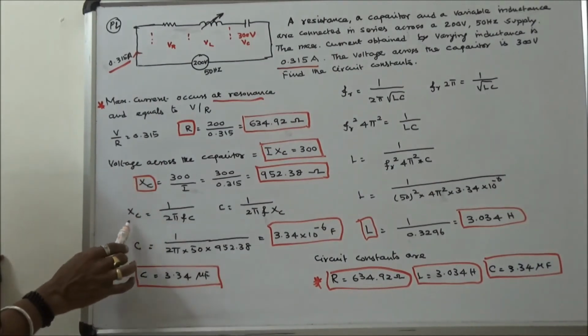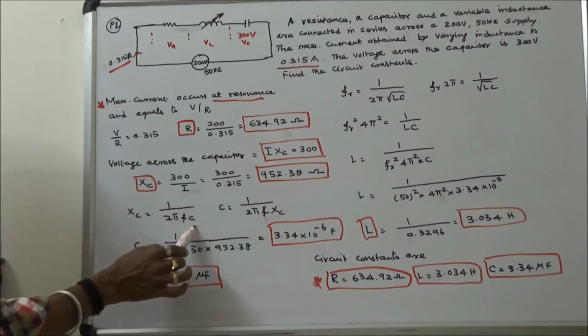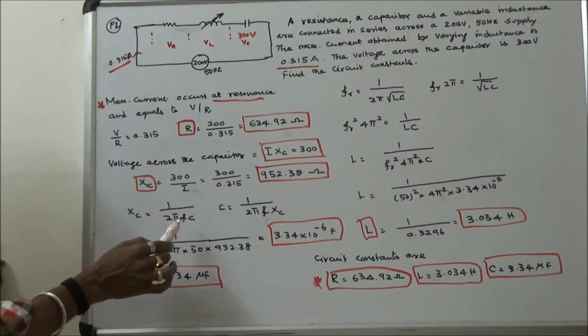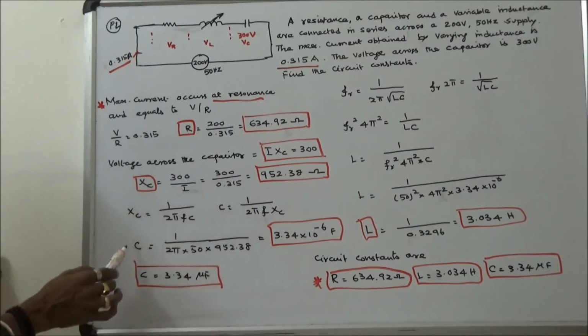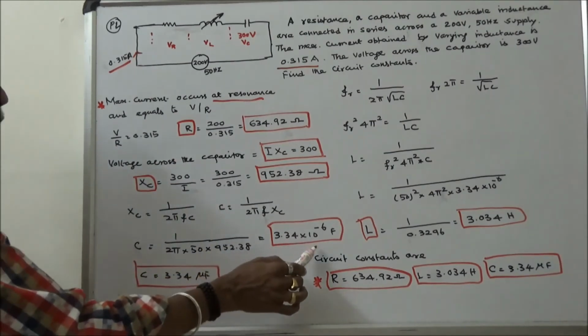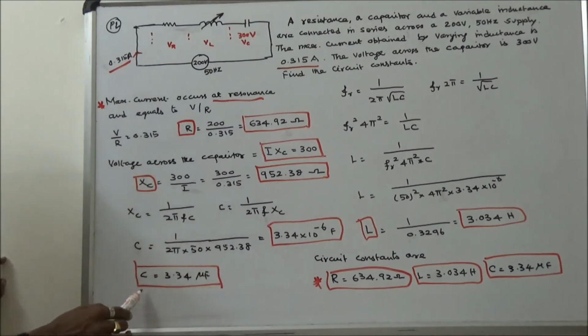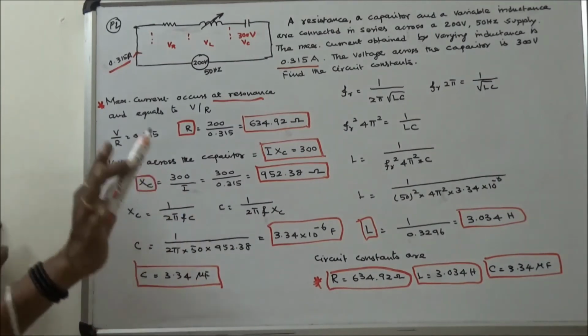Now I can calculate C. Xc is equal to 1 by 2 pi f C. I know Xc, I know the frequency, so I can calculate the capacitor C. So C is equal to 3.34 into 10 power minus 6 farads, or C is equal to 3.34 microfarads.